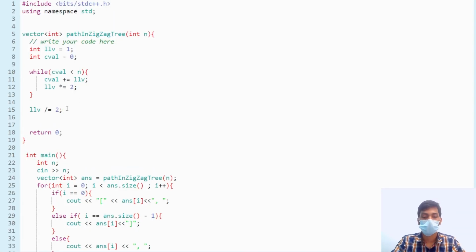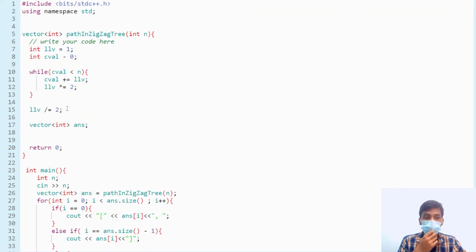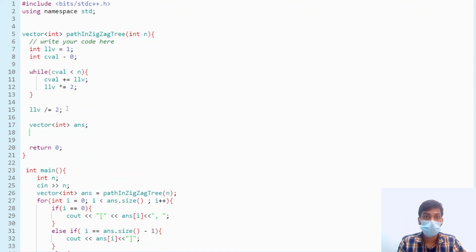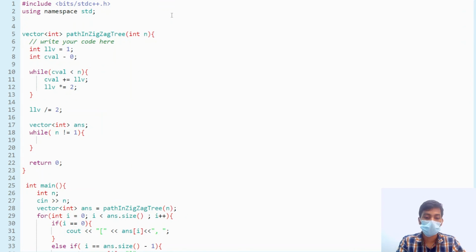Now let's move further. We are just going to create an answer, a vector of int type. Now we are going to start finding the parent of the first component, then its parent, and we are going to add this in our answer. So while n is not equal to 1. Why n is not equal to 1? We have to check for this condition because n is our terminating point. So while n is not equal to 1, first we have to add this in our answer.